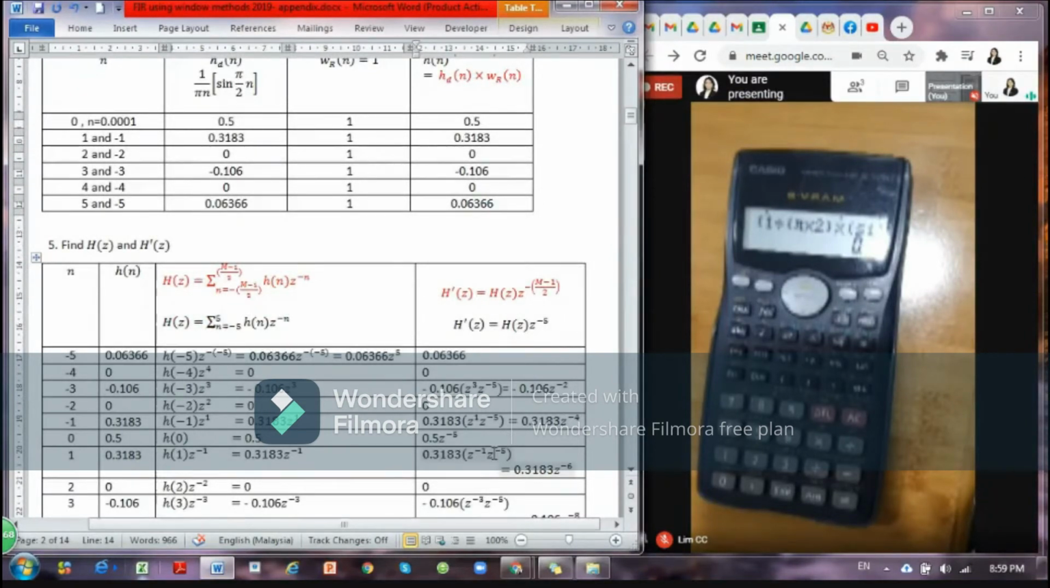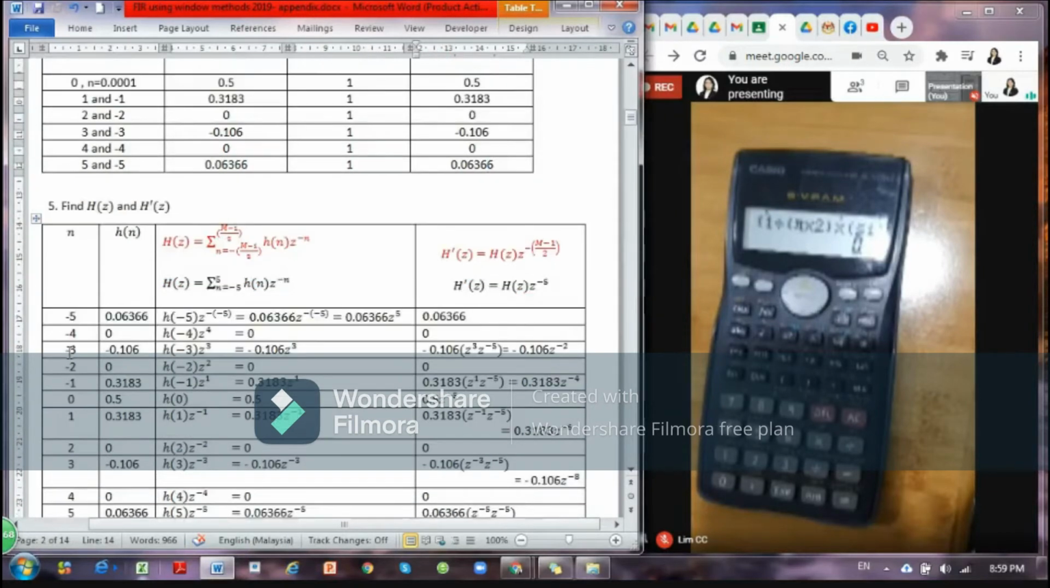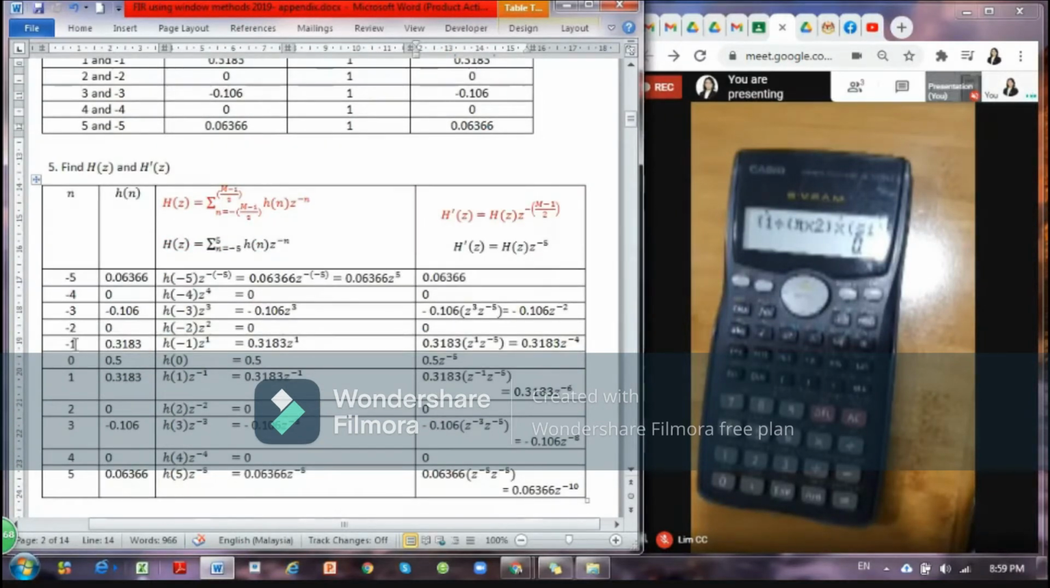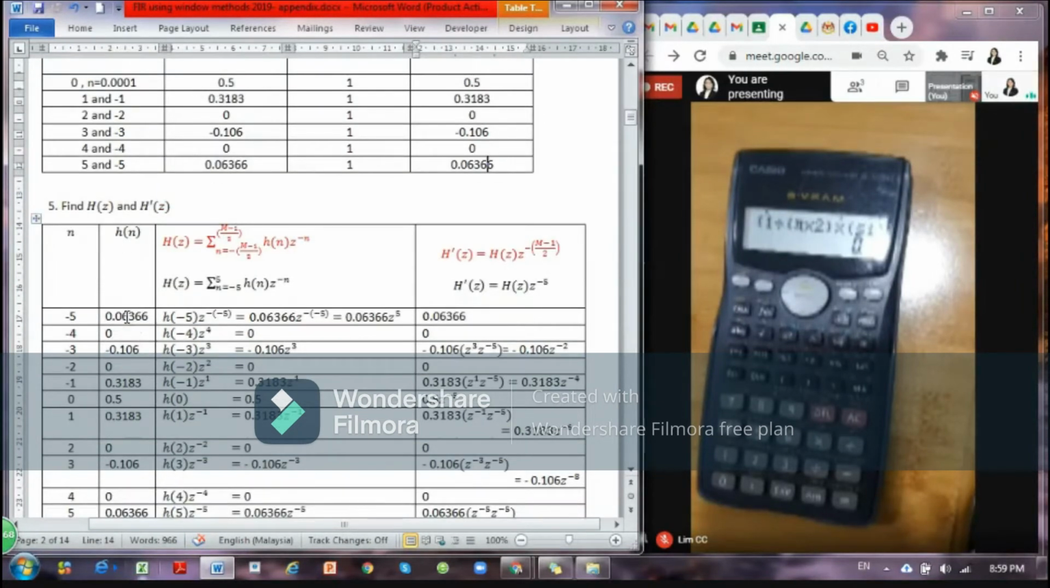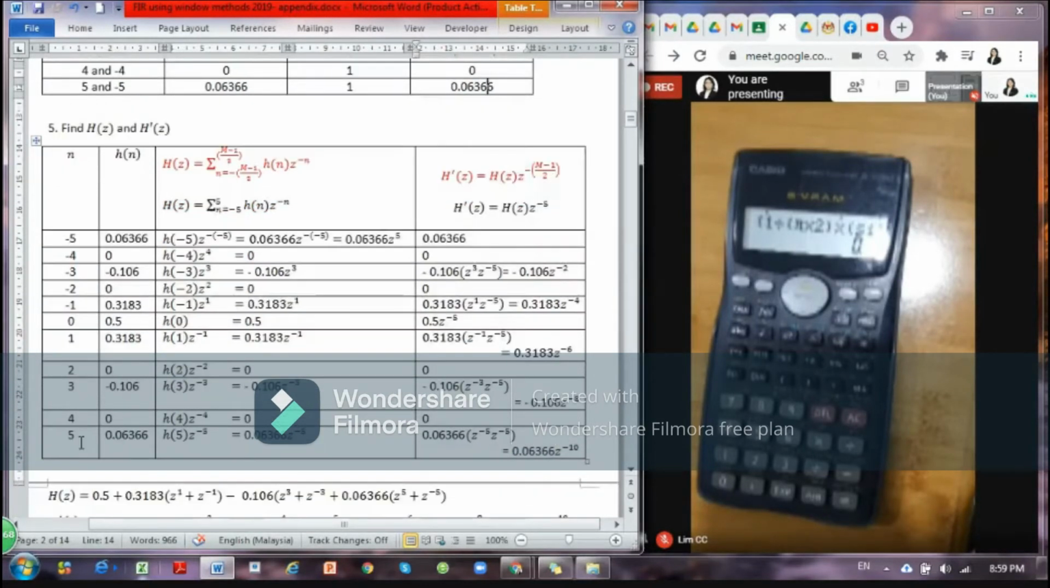After this, we go to step number 5. Step number 5 is to find our H(z), the transfer function. How do we find our transfer function with the window? We are using n, so you write negative 5, 4, 3, 2, 1 and 0, 1, 2, 3, 4, 5. Then h[n], you write back the values here: 0.0636, 0, minus 0.106, 0, and so on until n equals 5.